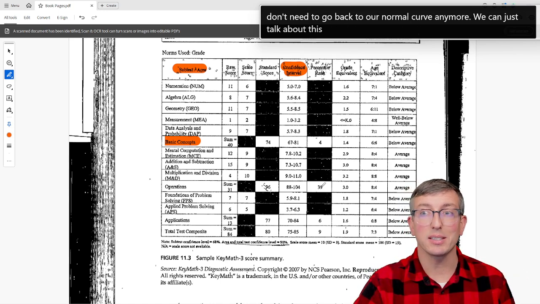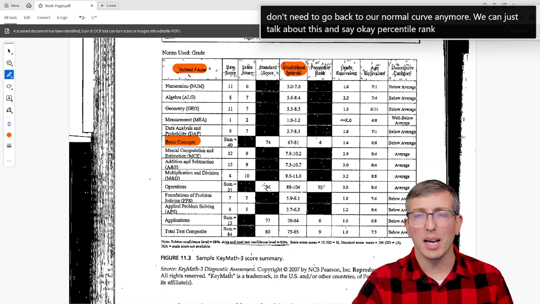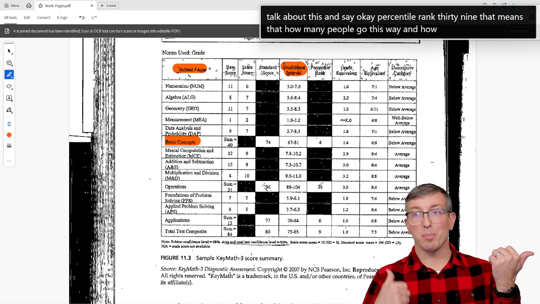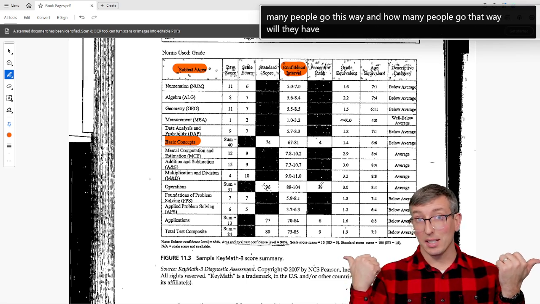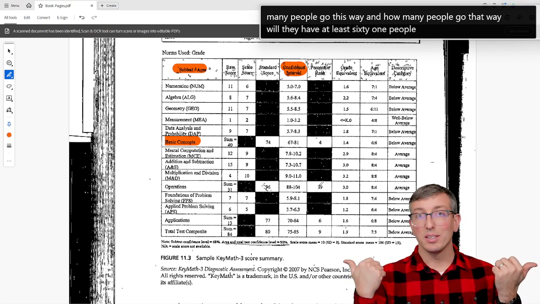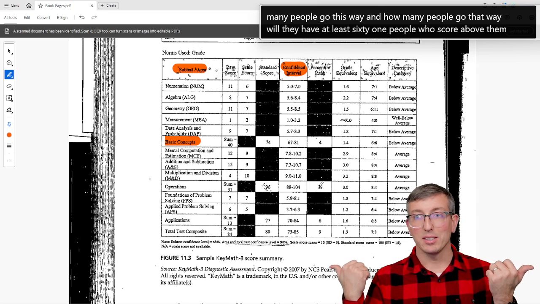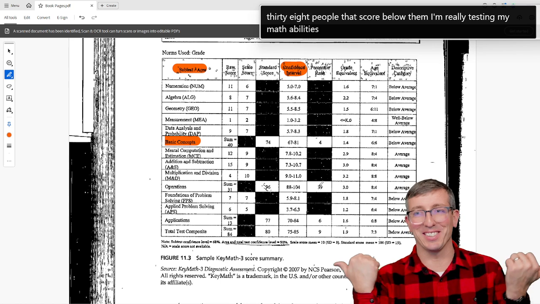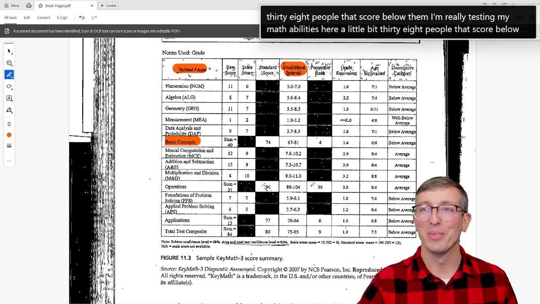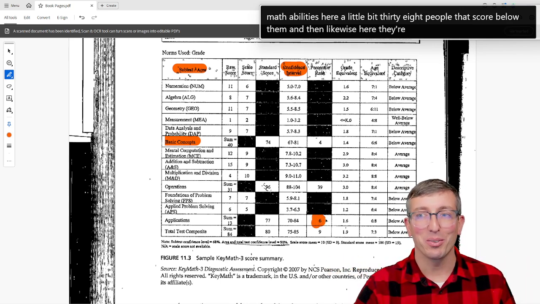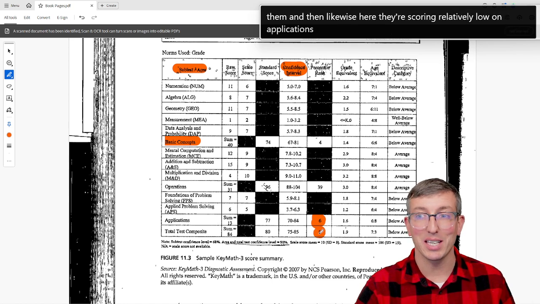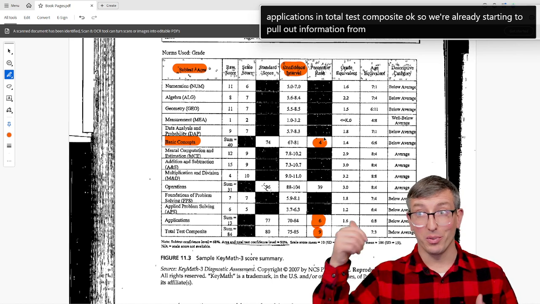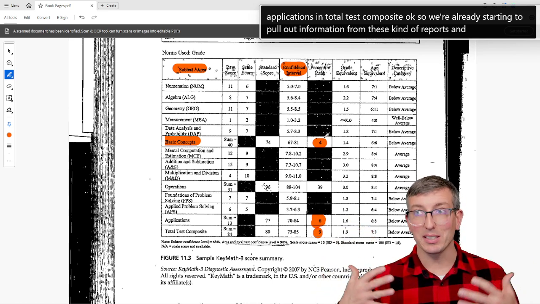We can just talk about this and say, okay, percentile rank 39. That means how many people go this way and how many people go that way? Well, they have at least 61 people who score above them and 38 people that score below them. I'm really testing my math abilities here a little bit. And then likewise here, they're scoring relatively low on applications and total test composite. Okay, so we're already starting to pull out information from these kinds of reports and finding something useful about it.